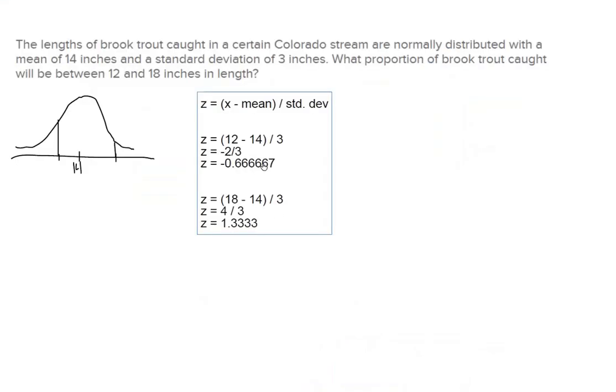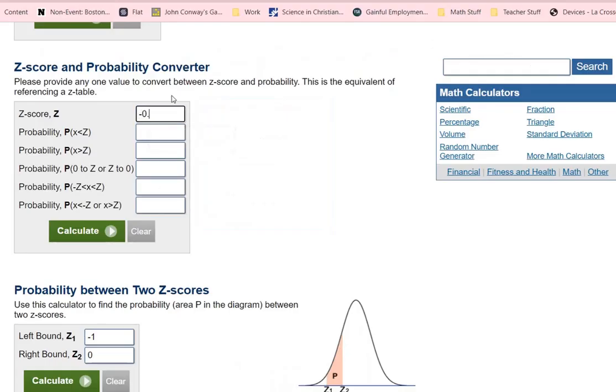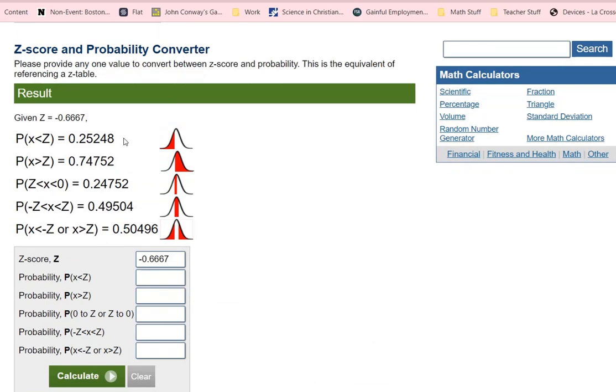So if we go to this first z-score, negative 0.6667, I'll plug in negative 0.6667. And so the probability we want is the probability to the left of that z-score. We could do it to the right. These other ones won't help us. So either of these two, I'm going to use the probability to the left.